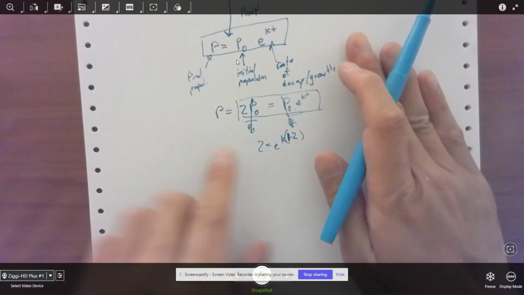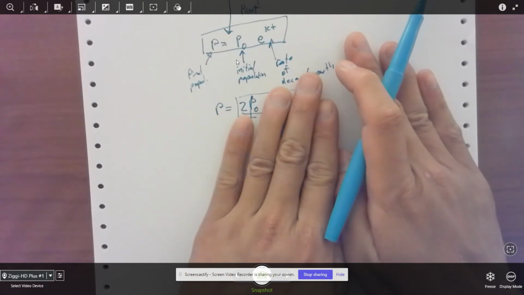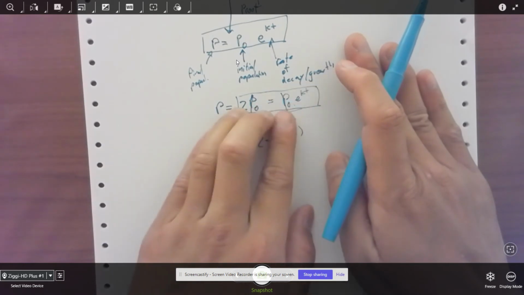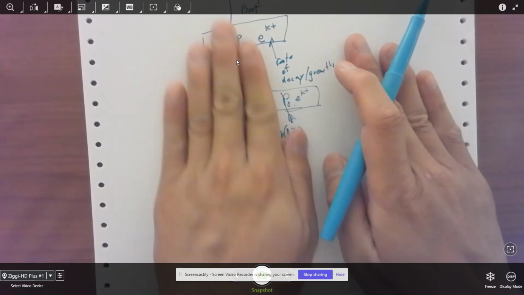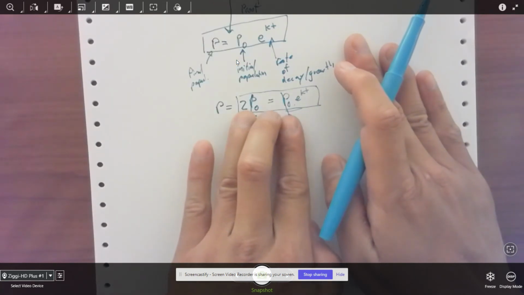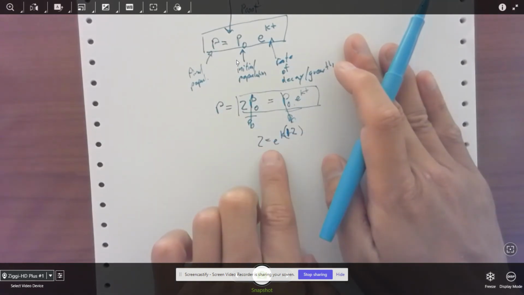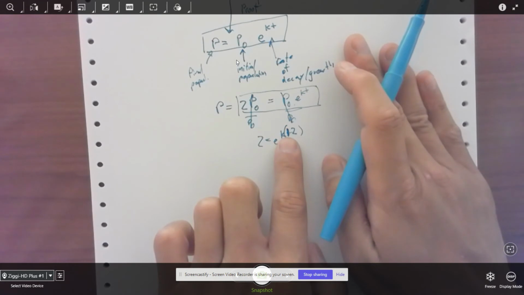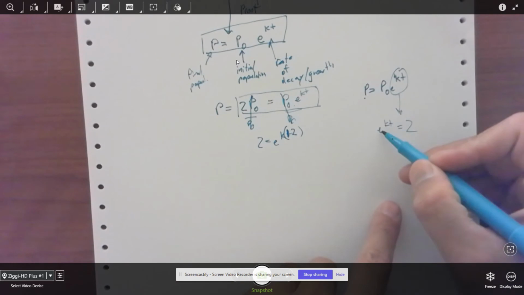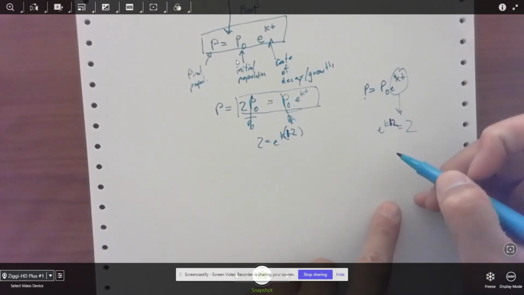You visualize it as P, my new population, being twice as much as my initial population. And then I also know that you set that equal to P0 times e to the kt, and then you divide both sides by P of 0, and you have the same situation. 2 is equal to e to the k times t, but in this case we know that t is 12 years in our problem.